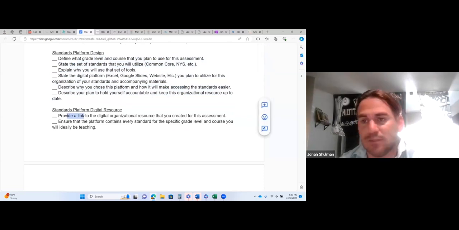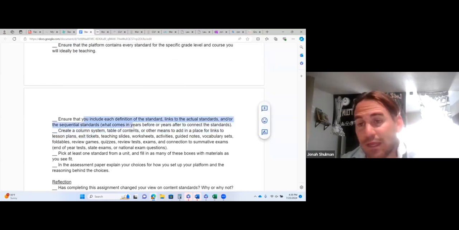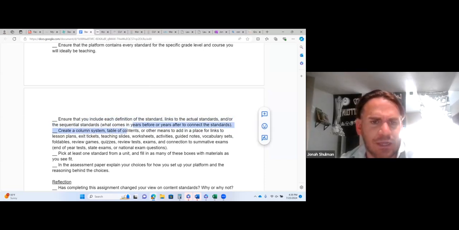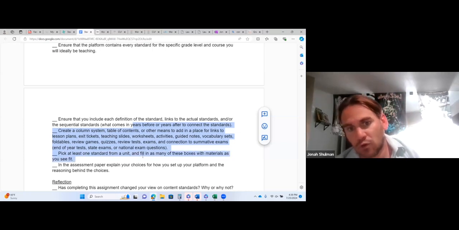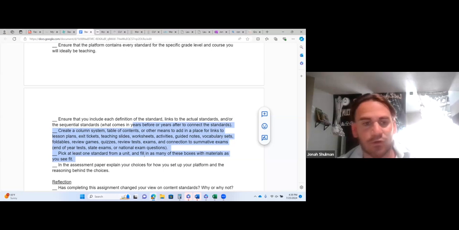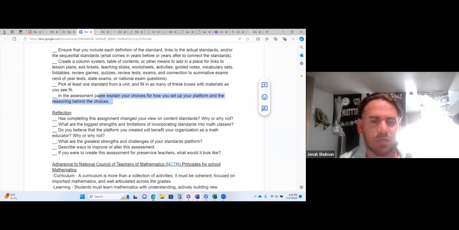Then show me the link. Show me exactly how you plan to build this and where you're putting your resources. So definitions of the standards, the years that come before and after, create a column system, a table of contents, or other means to add in a place for links like lesson plans, tickets, slides, worksheets, activities, all the stuff. Pick at least one standard from a unit and fill in as many of these boxes as you see fit. So after you build the whole thing, you pick one standard and you completely fill it out. And then in the paper, explain your choices for how you set up the platform.